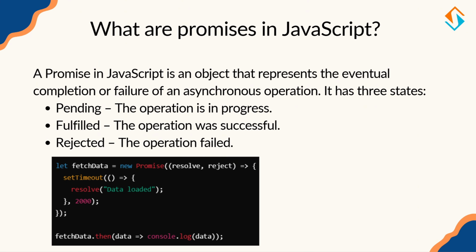Okay. Next question is, what are promises in JavaScript? Promises handle asynchronous operations like API calls. They have three states: pending, fulfilled, rejected. Okay. Pending means initial state, fulfilled, operation successful, and rejected, operation failed. Okay. So in the given example, you can see that the promise resolves after 2 seconds, logging data loaded.